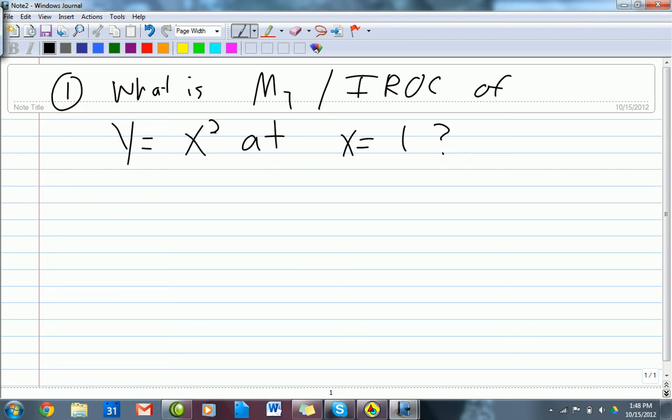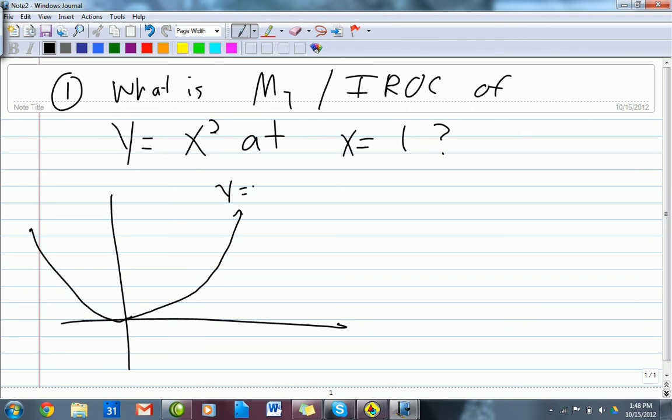Okay, so what I'm going to do is create a graph. Here's part of the x squared function. Here's the other piece right here. And here's the point 1 here. I'm going to make that point red. Okay, so that's what I'm looking for, the slope of the tangent at that point.